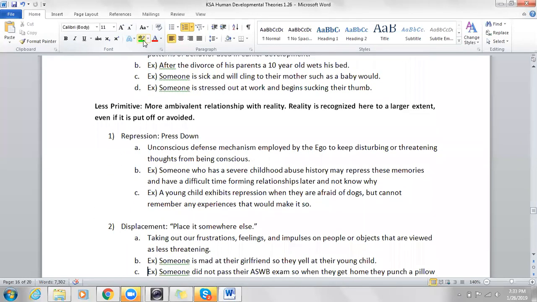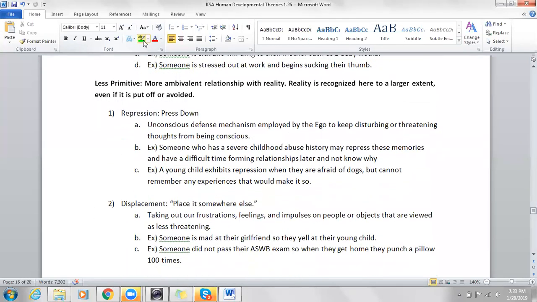Which then leads us into the less primitive one, which is more ambivalent relationship. Reality is recognized here and to a larger extent, even if it's avoided. So more kind of conscious decision-making type deal here. So what does that look like?